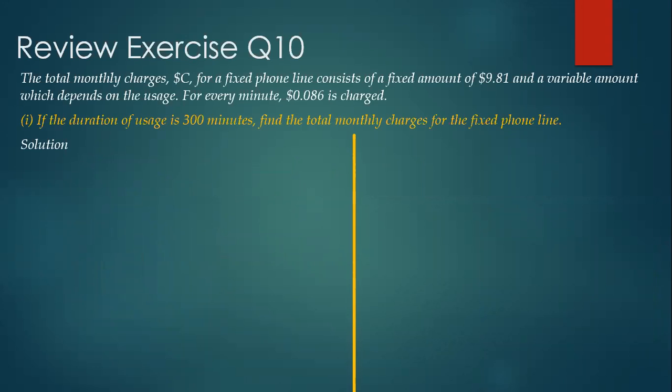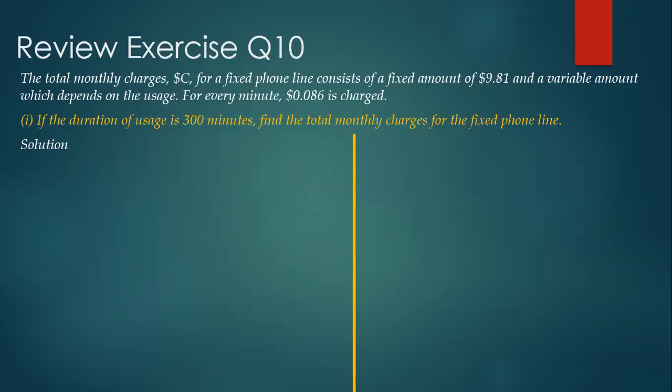Review exercise question number 10. The total monthly charges C dollars for a fixed phone line consists of a fixed amount of $9.81 and a variable amount which depends on the usage. For every minute, $0.086 is charged. If the duration is 300 minutes, find the total monthly charges for the fixed phone line.